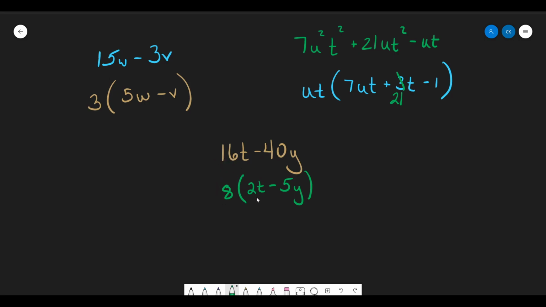16 divided by 8 gives us 2. T divided by nothing is just t, so it stays. 40 divided by 8 gives us 5. Y divided by nothing is just y.